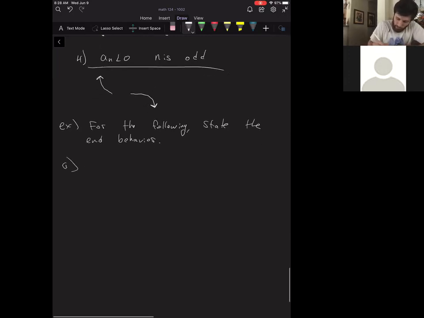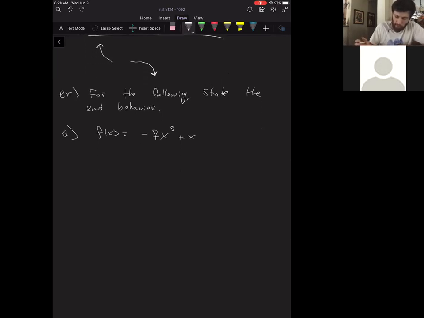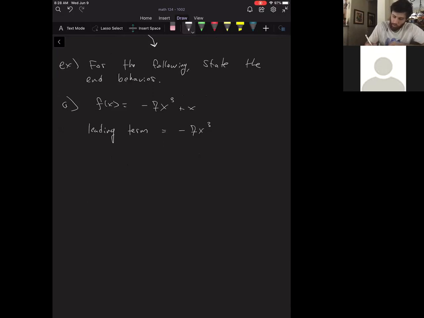Okay, so for this first one, let's do f of x is equal to minus 7x to the 3 plus x. So here, what is our leading term? Our leading term, the thing with the biggest exponent, that is x to the 3. So we can say that our leading term is equal to minus 7x to the 3. Notice that we have a negative number in the front and the power is odd. So our leading coefficient is negative.